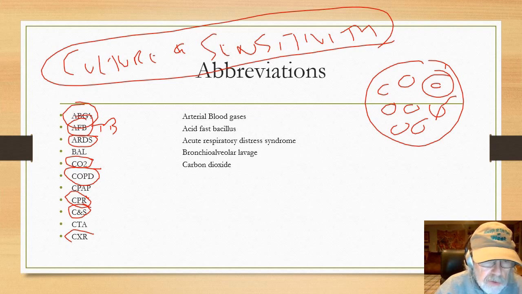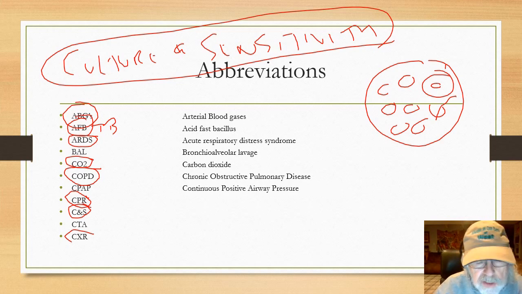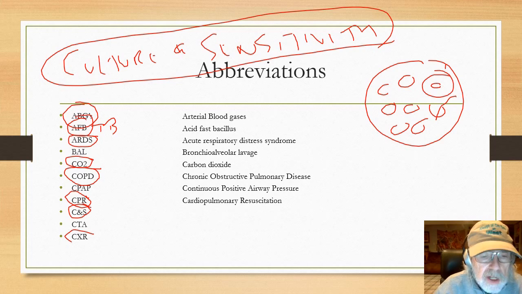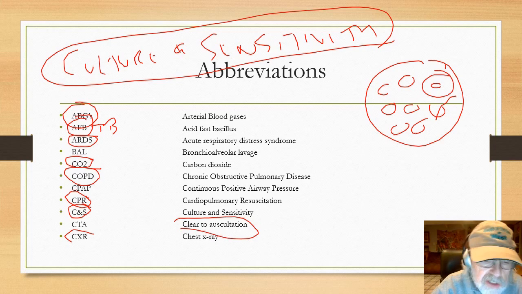CXR, chest X-ray, arterial blood gases, acid-fast bacillus, acute respiratory stress syndrome. Don't worry about that one a whole lot. Carbon dioxide we know. COPD, chronic obstructive pulmonary disease, definitely know that one. Continuous positive airway pressure, that's something if you're going to respiratory therapy, that's good. Cardiopulmonary resuscitation, culture and sensitivity, like I just explained. CTA, cleared auscultation. I've never used that, but I suppose it's okay. CXR, we know is chest X-ray.